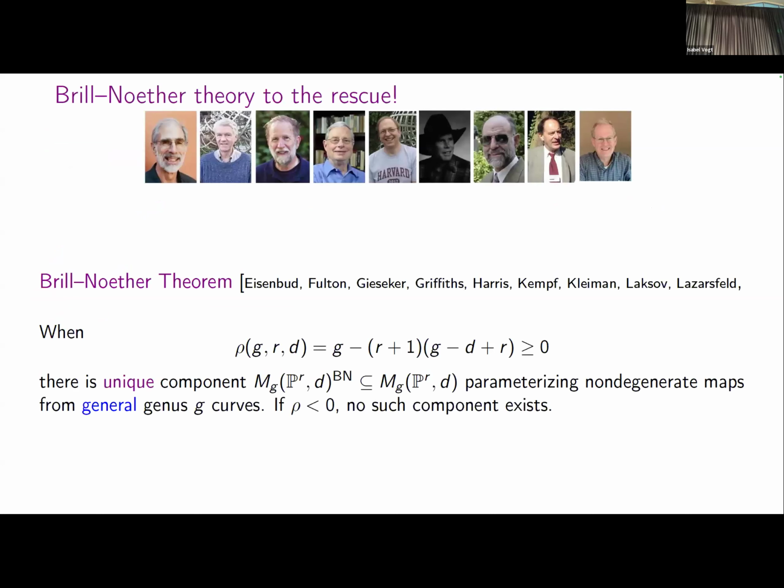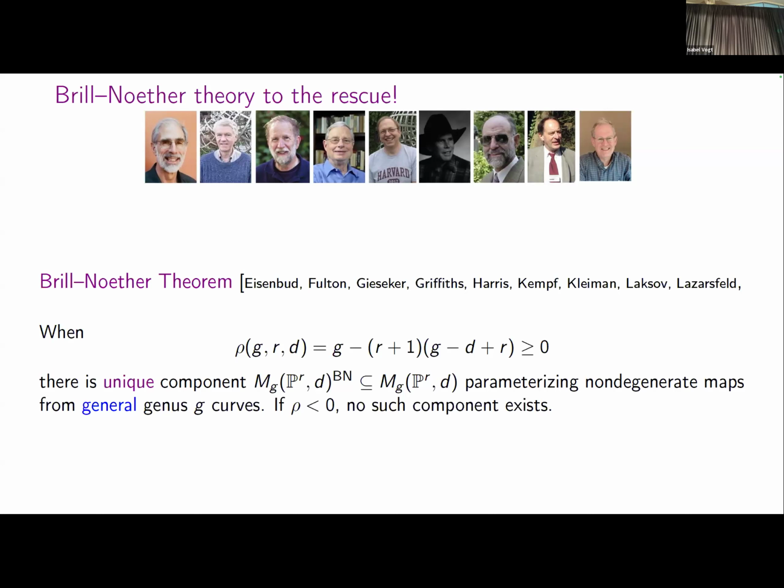So the Brill-Noether theorem is a theorem, as I've stated it here, combining work of many mathematicians in the 1980s over the complex numbers, sort of a crowning achievement of our understanding of linear series on curves. And so what it says, in terms of my invariants, G, R, and D, there's this simple inequality, the Brill-Noether number, rho. So rho(G, R, D) is (G - R + 1) times (G - D + R). If I plug my invariants into that and I get something that's greater than or equal to 0, then in fact it picks out for me a unique component in the moduli space of maps.